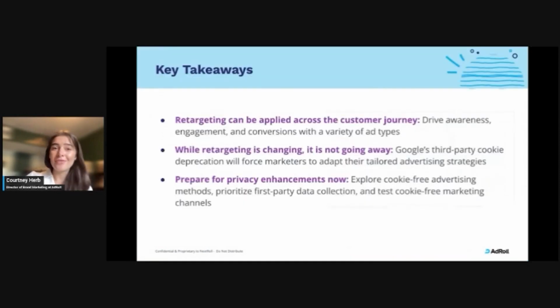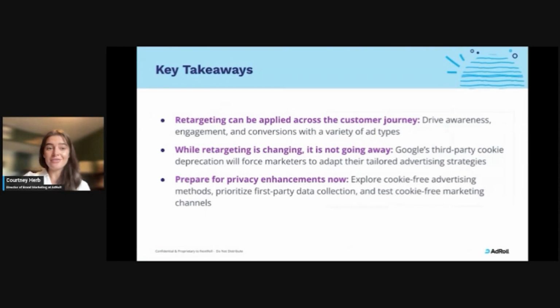So, what have we talked about today? Well, a couple different things. Big key takeaway first is that retargeting is an awesome strategy to apply entirely down your customer journey. You can drive awareness, you can drive engagement, conversions, all with a variety of ad types on a variety of different channels. So it's a great way to meet your customers where they are and make them feel like you see them as an individual.